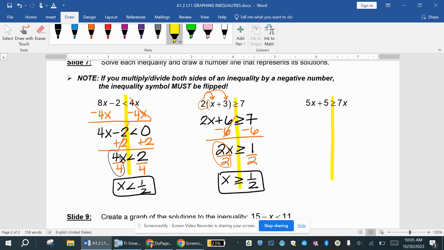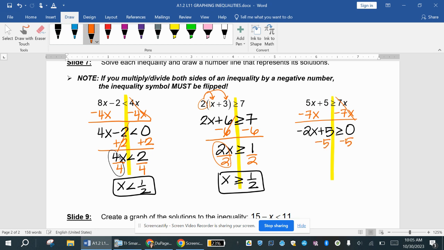Okay, go ahead and try the next one. Pause the video. Let's try it for a couple minutes. So here I'm going to move the variables to the left side. That's going to give me negative 2x plus 5 is greater than or equal to 0.